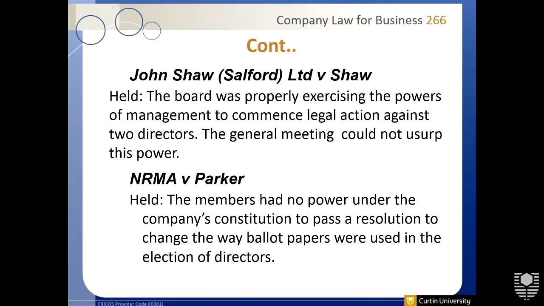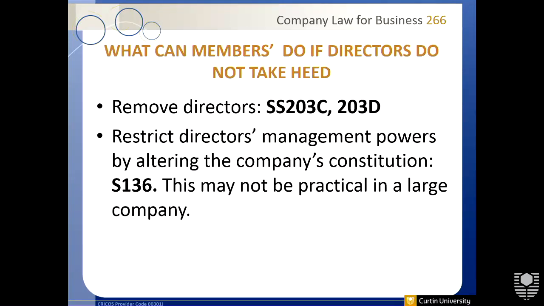You may ask me, do I have to do all three? No, you can choose one of those cases to support your point. All right? And if the question further asks you, what can the member do? Then you tell them the member can replace the directors. Remove them and replace them with another director who'd follow their direction, and also amend the Constitution, if so desired. Right. Now, members can remove. We have already looked at Section 203C and 203D, or restrict their management powers by virtue of Section 136.